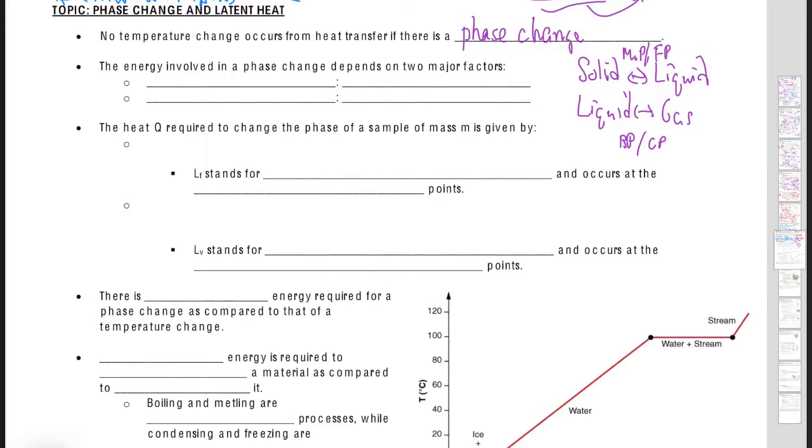Okay, so the energy involved in a phase change depends on two major factors. The number of bonds, which has a direct relationship to the mass of the substance, and then the strength of the bonds, which has to do with the molecules themselves.